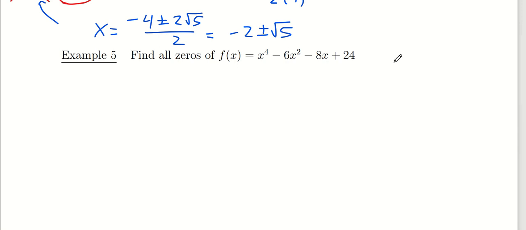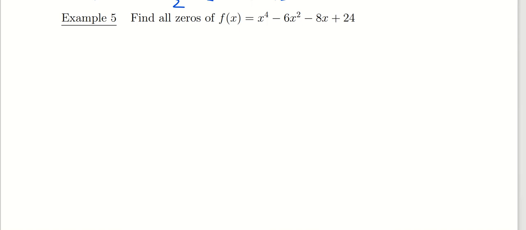Let's take a look at example 5. We want to find all of the zeros of this polynomial, x to the 4th minus 6x squared minus 8x plus 24. Okay, let's begin by looking for the rational zeros. Let's write out our list of candidates. The constant coefficient is the number 24. The leading coefficient would be 1.